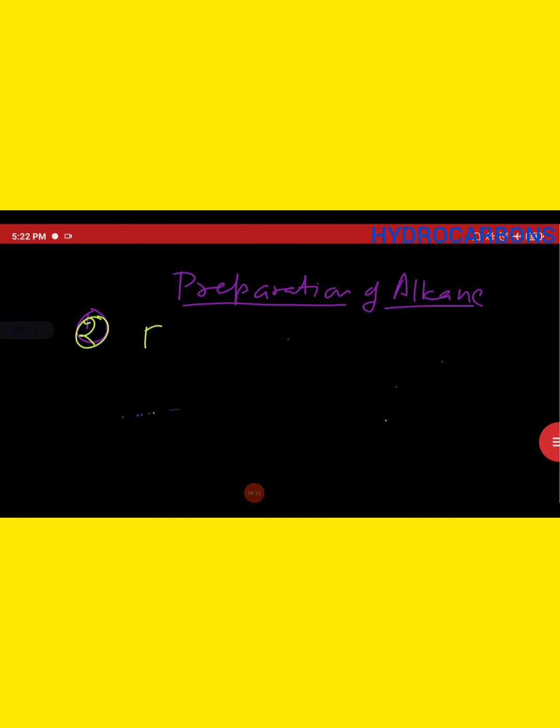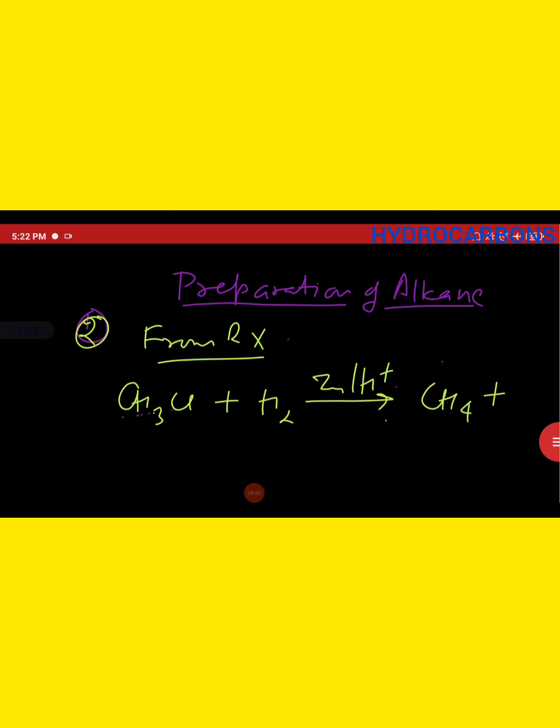Next is from alkyl halides. When alkyl halide is reduced with zinc and dilute hydrochloric acid, then alkanes are formed along with zinc chloride.